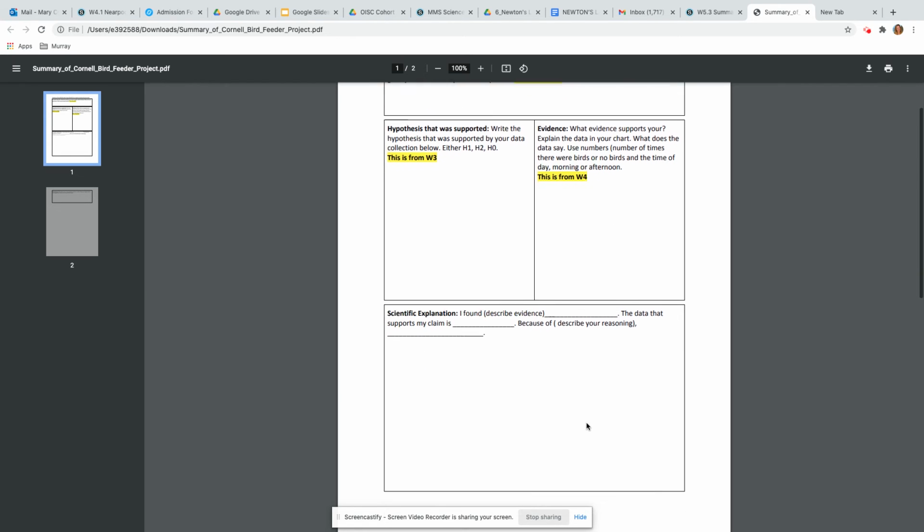And then here you're just going to write a short paragraph. I gave you sentence starters. If you want to use them, you can. You don't have to. They're there just to help you. You would describe your evidence, what you found out and which claim is supported. That's your hypothesis. And then describe your reasoning. How do you know that to be true?